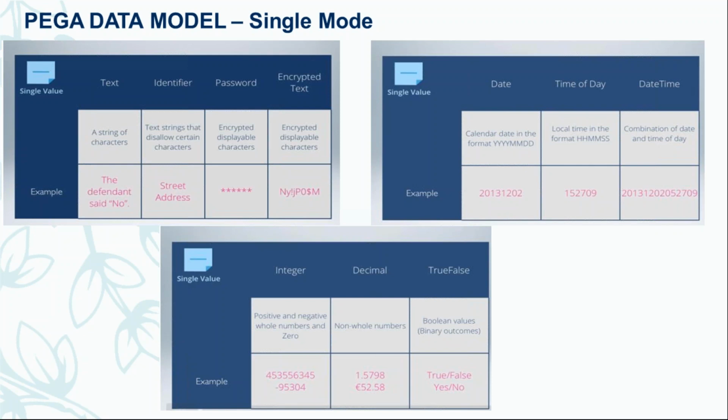Okay, and then they have something related to date: date, time, and date time. And for numeric ones, we have integer, decimal, and one more is double, and then finally boolean, like yes, no, true, false type of property.